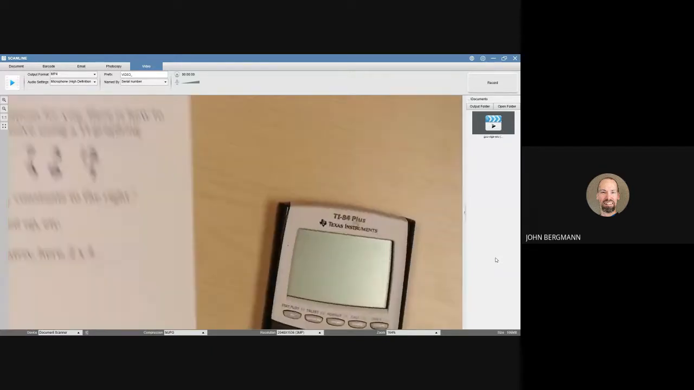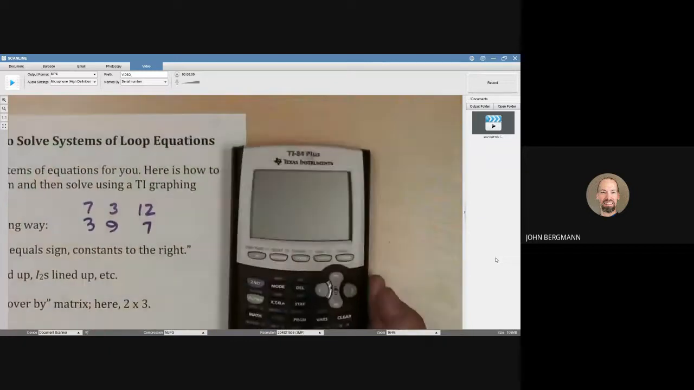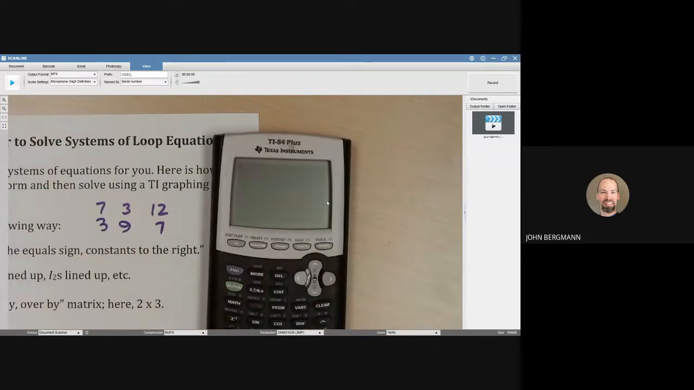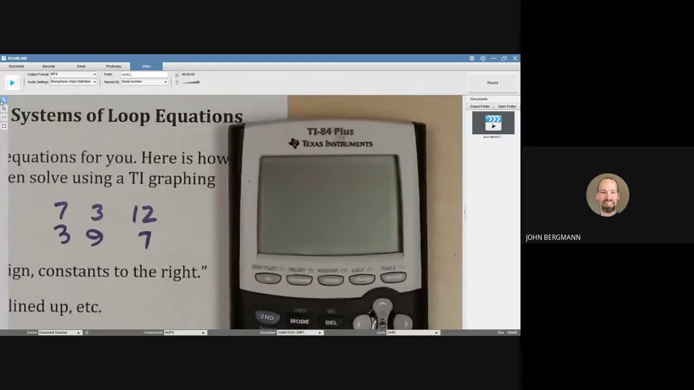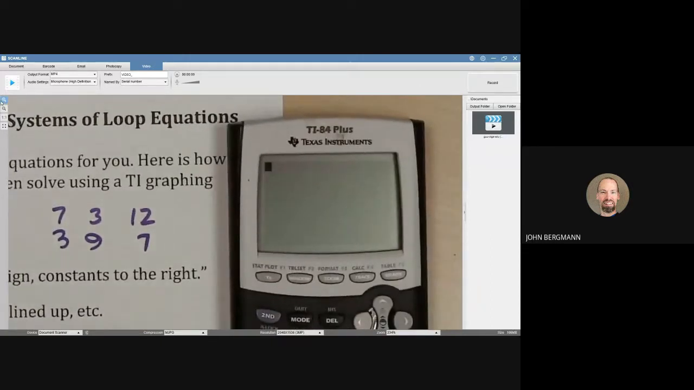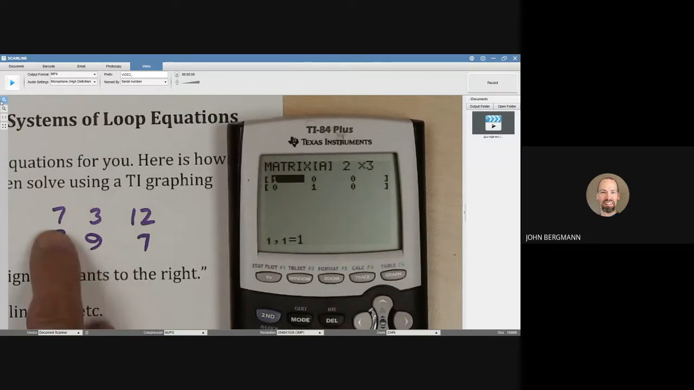If you recall, here was the system of equations that we need. Let me zoom in just a hair. All right, so here we go. We got to hit our matrix button. So you go second matrix. We're going to go over to edit, and we're going to hit enter. This is a 2 by 3 matrix, so I'm going to go 2, 3 and hit enter. Now we're going to enter our numbers just like a book, starting left to right. 7, enter. 3, enter. 12, enter. 3, enter. 9, enter. 7, enter.